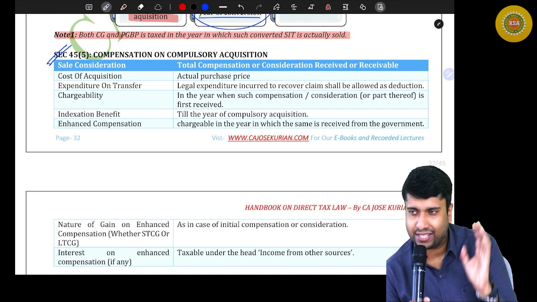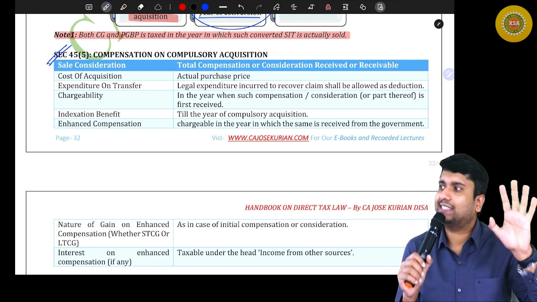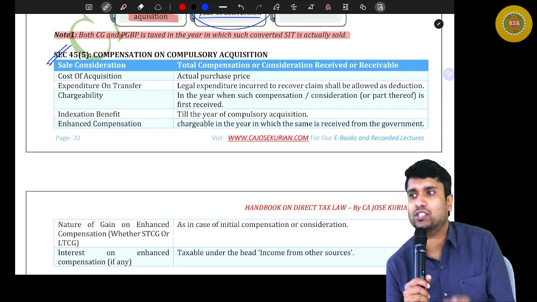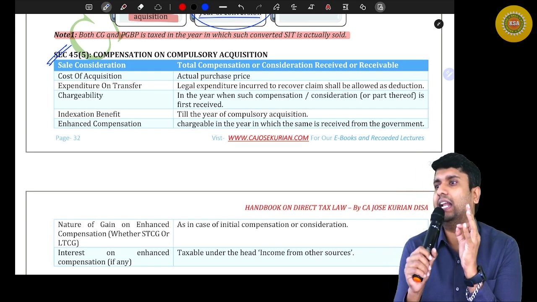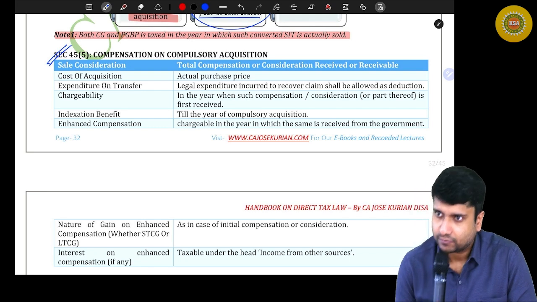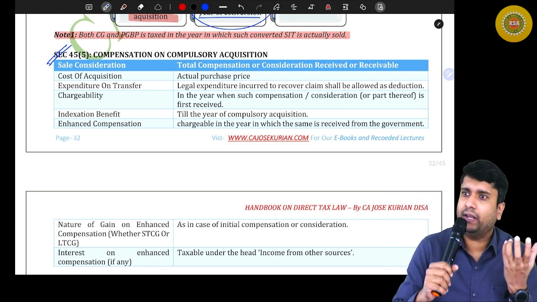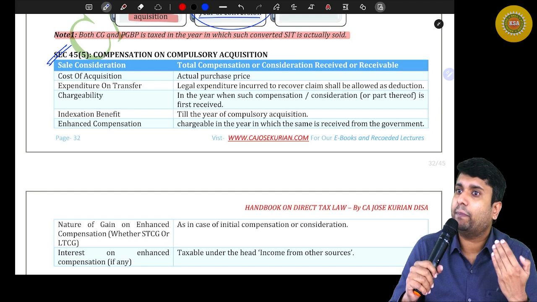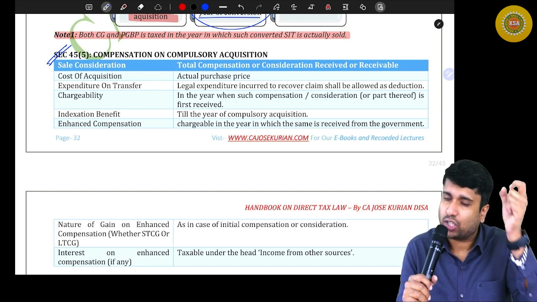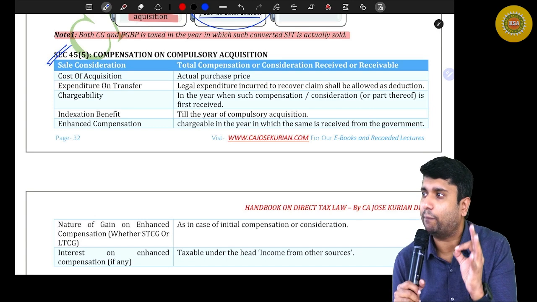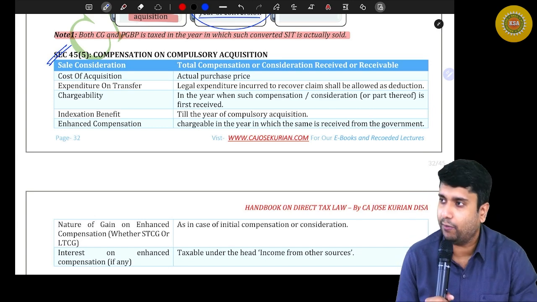That compensation has to be assessed under capital gain. Why? Because compulsory acquisition is also regarded as a transfer. Say I have a land and the government came and compulsorily acquired that particular land, and they will pay me a compensation, and that compensation paid by the government to me is definitely subjected to capital gain, and that's what we are about to compute.